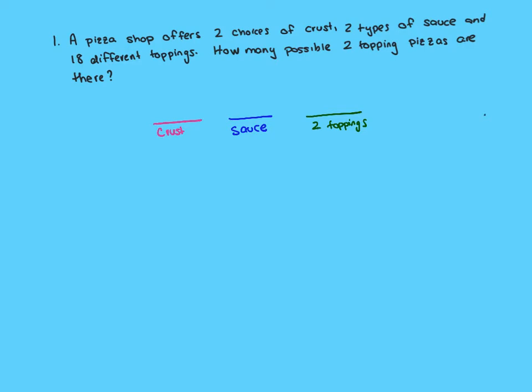So to choose the crust, there's 2 choices of crust, so there's 2 options for that. There are 2 choices of sauce, so I have 2 ways to choose the sauce. And then to choose my 2 toppings, I know that there's 18 toppings total, so I need to choose 2 from those 18. So that's going to be my C18, 2. So then what I need to do is calculate out what C18, 2 is, and then multiply that by everything else. So we can put that into Desmos.